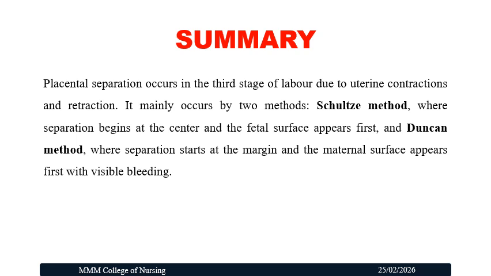Summary. Placental separation occurs in the third stage of labor due to uterine contraction and retraction. It mainly occurs by two methods: Schultze method, where separation begins at the center and the fetal surface appears first, and the next method is Duncan-Matthews method, where separation starts at the margin and the maternal surface appears first with visible bleeding.